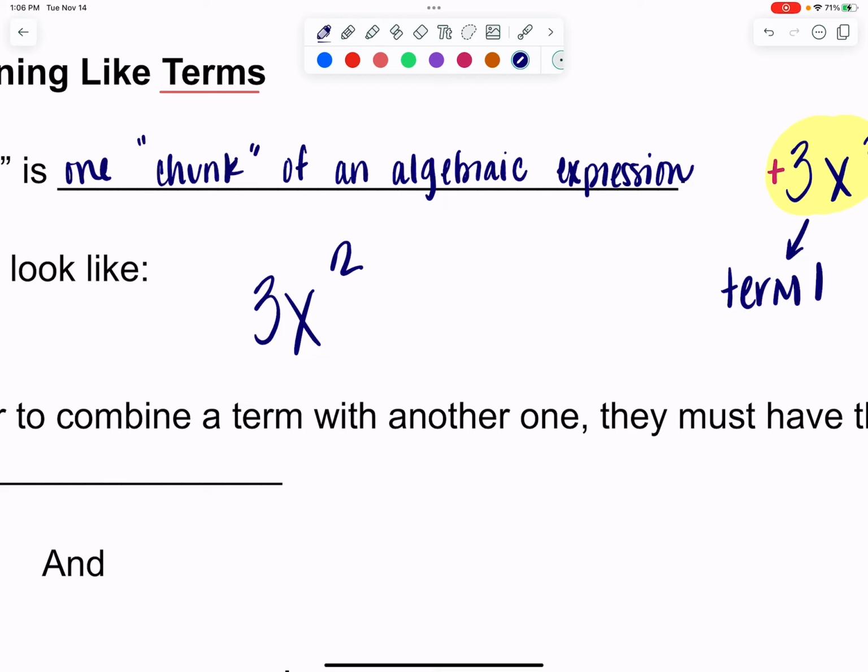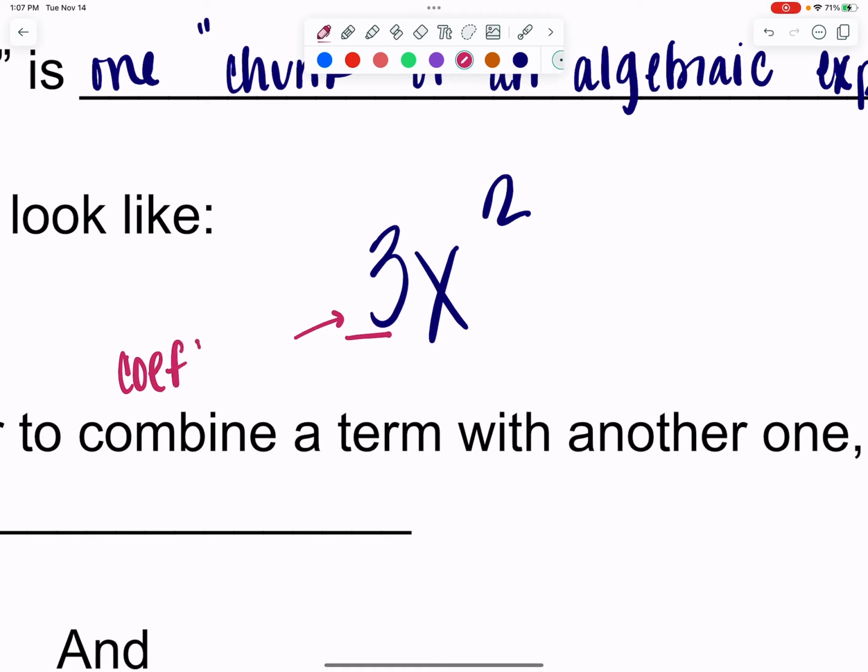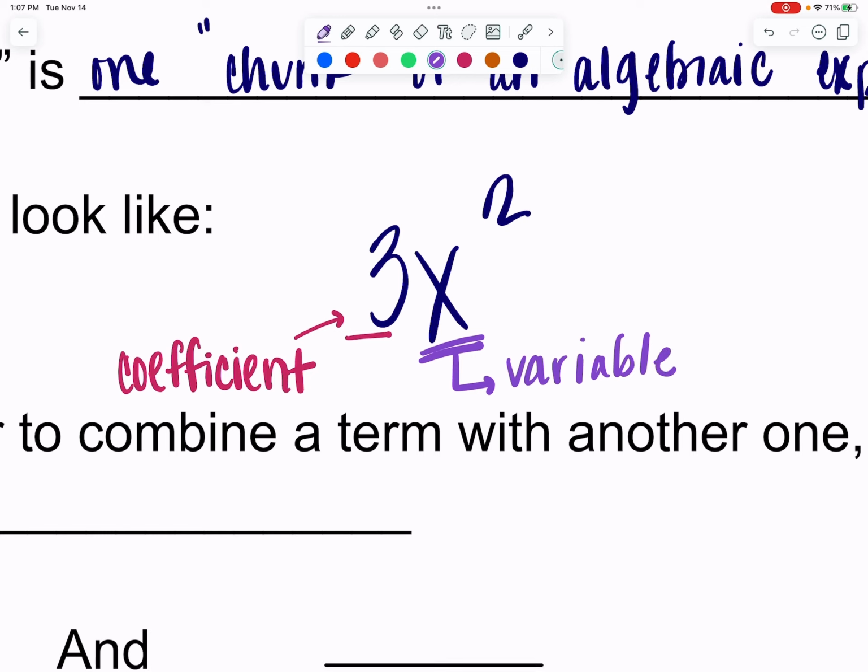So a term, if we look at just one of these, I'll pull off the 3x squared. And it has some parts. The first thing it has is a coefficient. Coefficient is a really fancy word to say the number in front of the x, or the number in front of any variable. The letter, if there is one, is your variable. And then sometimes your terms will have an exponent.